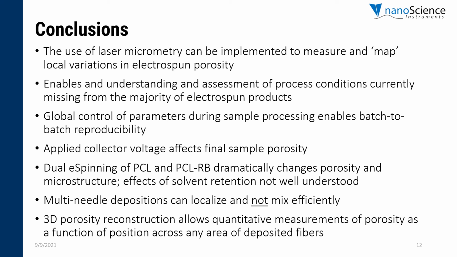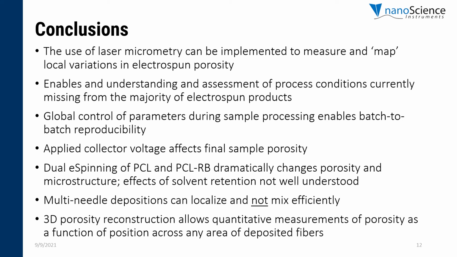As expected, applied collector voltage has a clear effect on sample porosity. This knowledge can be used to target sample porosity based on application needs. Dual electrospinning causes large changes in porosity and microstructure according to the environmental condition used. This is a key reason why employing an environmental control unit, giving you the flexibility to increase and decrease temperature, relative humidity, and airflow, is key for proper solvent removal and to minimize solvent retention that can affect the sample microstructure and porosity. Multi-needle deposition could have localized deposition depending on the solution process.